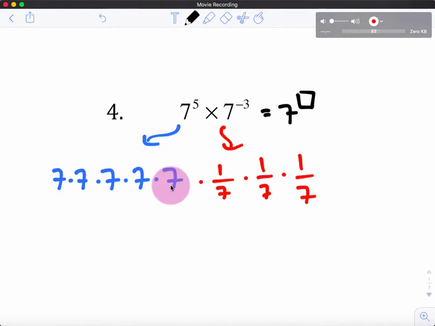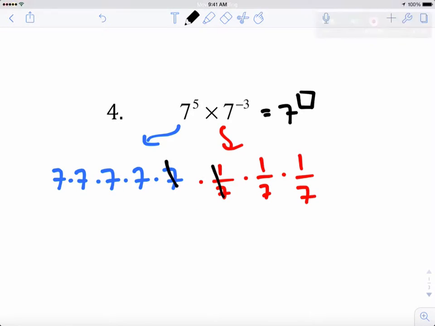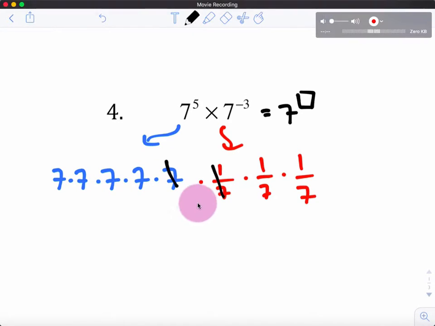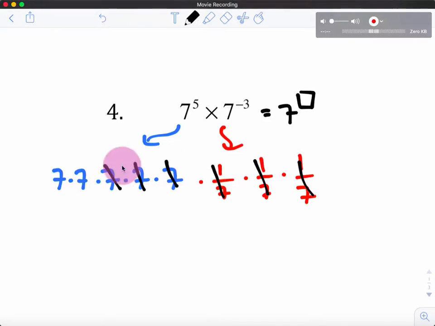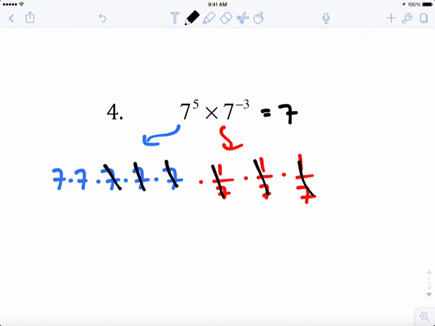Well, note that 7 and 1/7 are reciprocals of one another. They're multiplicative inverses. They multiply together to give 1. So I'm going to do this. I don't like to use the C word, but cancel them out. They multiply to 1, so we don't need them anymore. This pair of 7 and 1/7 multiply to 1. This pair of 7 and 1/7 multiply to 1. I think we are left with 2 7's being multiplied by one another, 7 to the 2nd power.